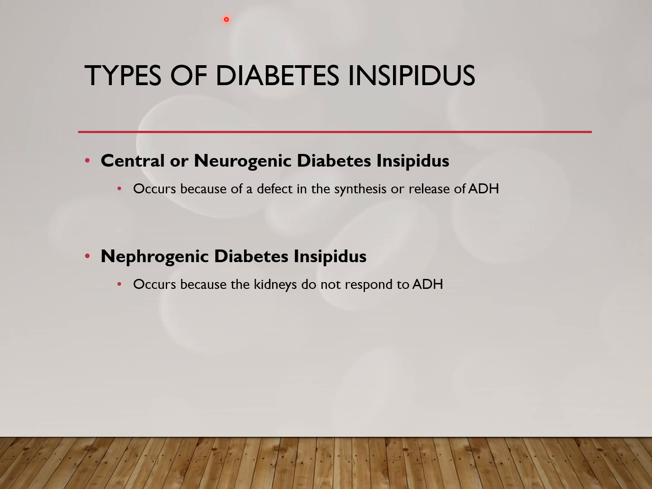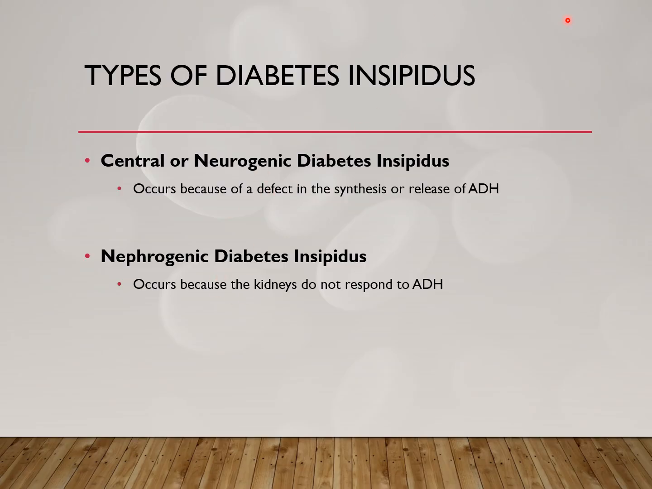A little bit more too about diabetes insipidus. There are 2 kind of major types of DI. One is central or neurogenic DI, and this occurs because of a defect in the synthesis or release of ADH right from the hypothalamus. And there's also nephrogenic DI, which occurs because the kidneys aren't responding to ADH. Remember, DI can either be a problem of excretion of ADH or a problem of sensing, and so those are kind of the 2 different causes.